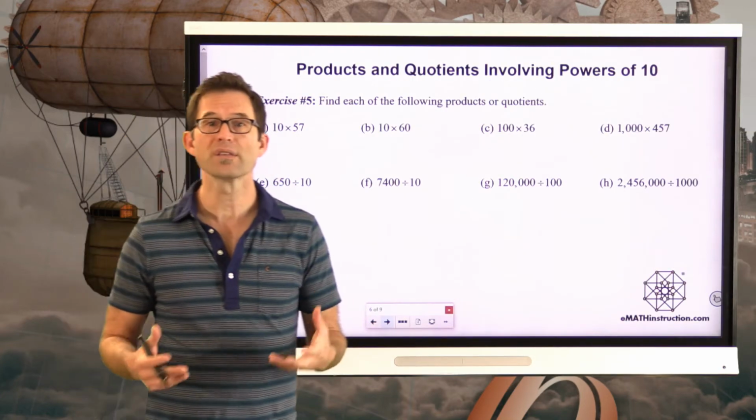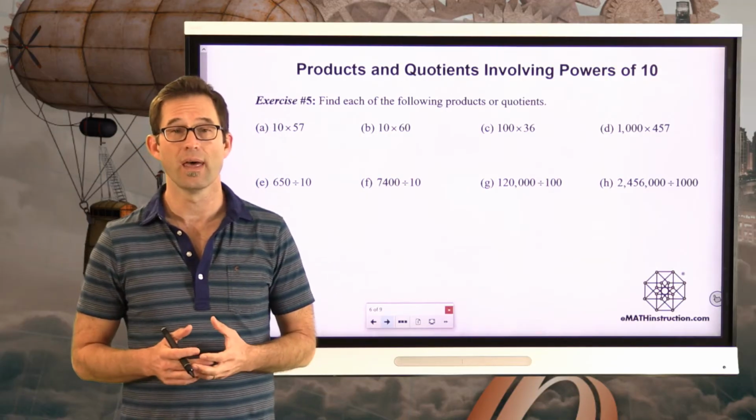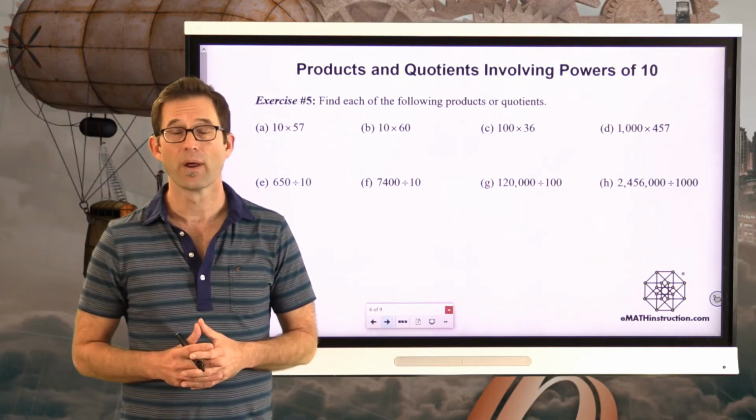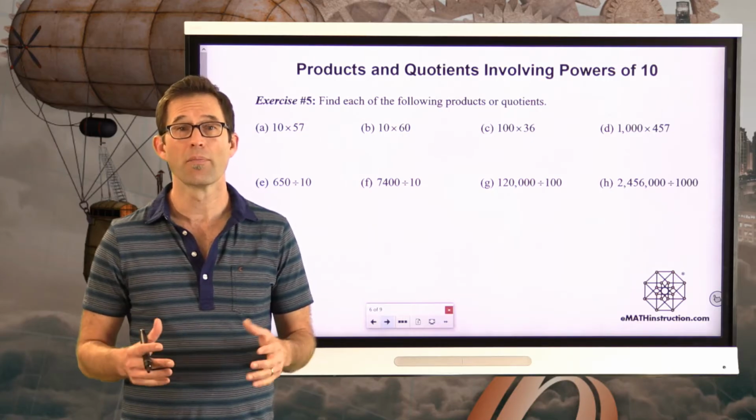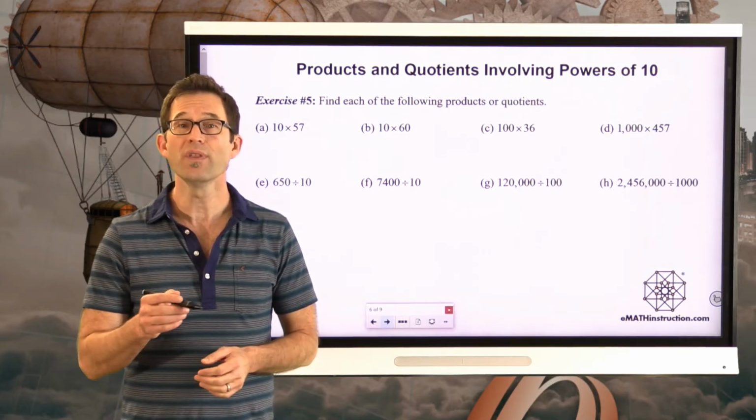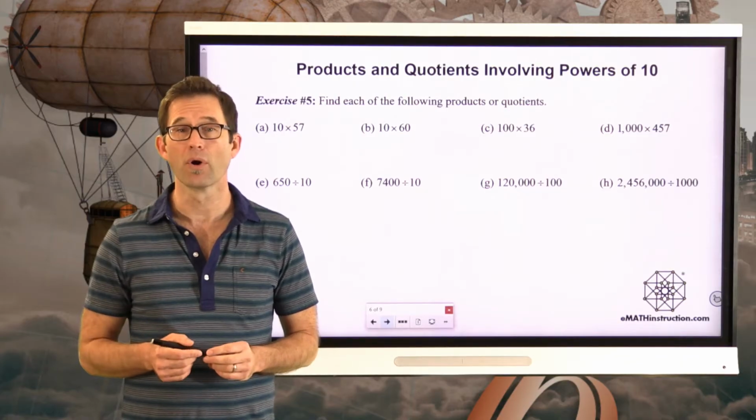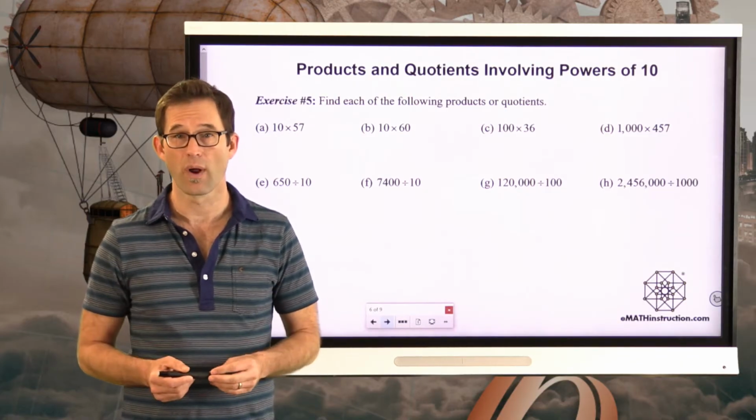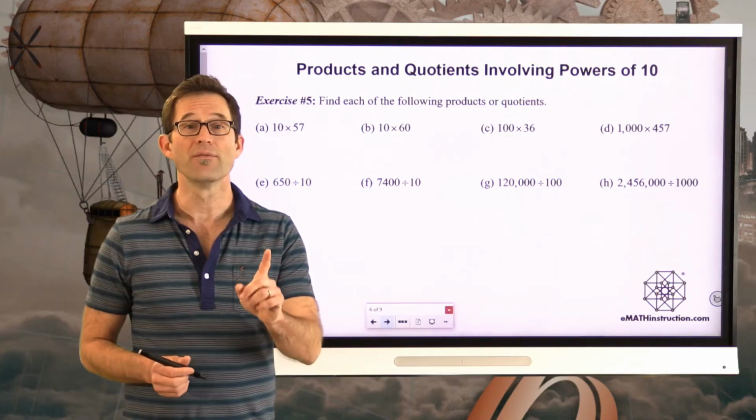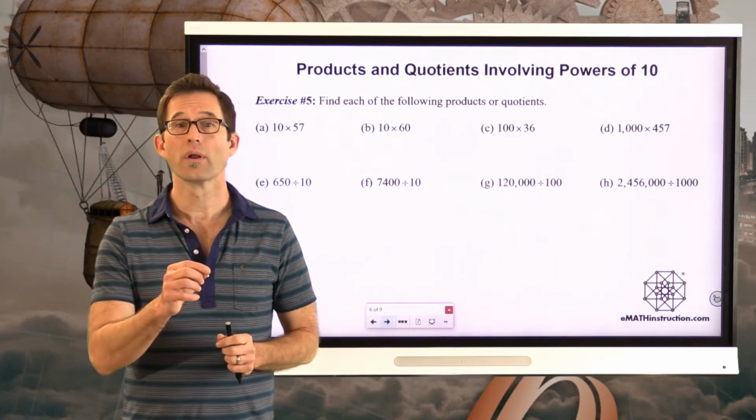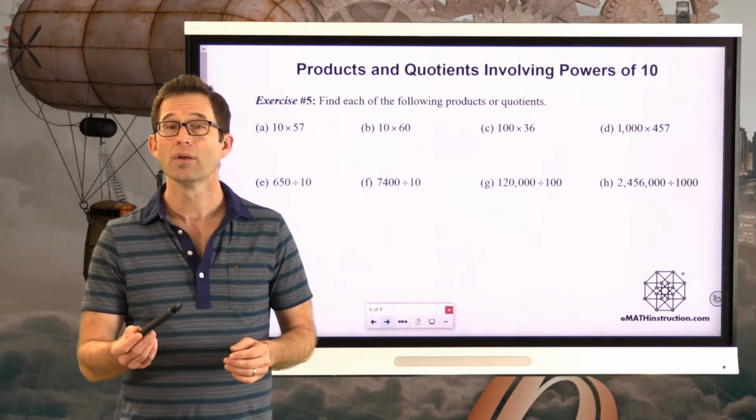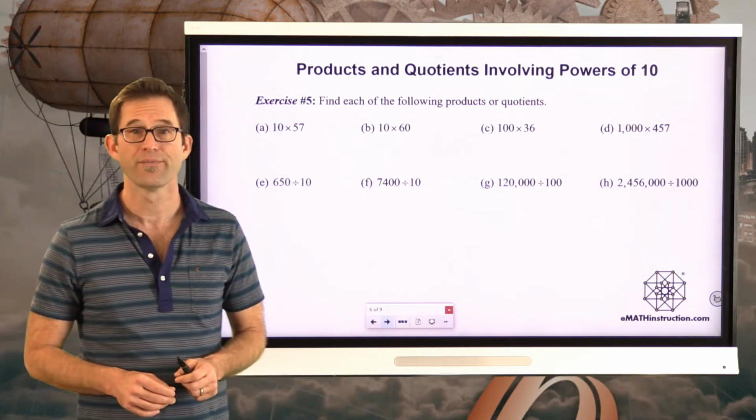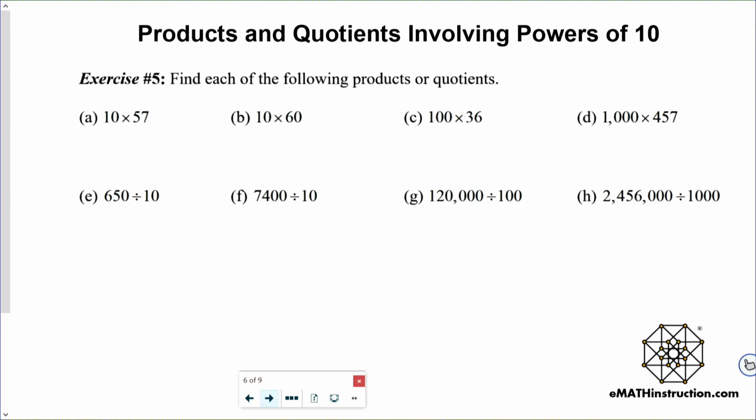Right, so products and quotients involving powers of 10. It's really this simple, right? When we multiply by powers of 10, whole number powers of 10, we're going to move the decimal place in our number that many digits to the right, all right? And when we divide by powers of 10, we're going to move our decimal place that many units to the left. So let's take a look at exercise 5. Find each of the following products or quotients.